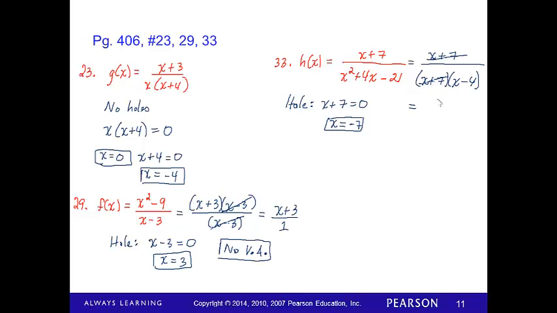And then your rational function will be left with a 1 over x minus 4. So then the next step was to take the denominator and set it equal to 0. And this time we have a denominator, so we set it equal to 0. So x minus 4 equals 0, which means x equals 4 is the vertical asymptote.